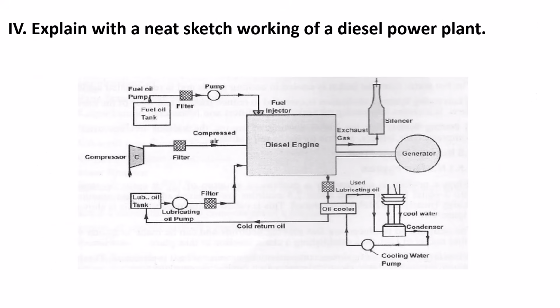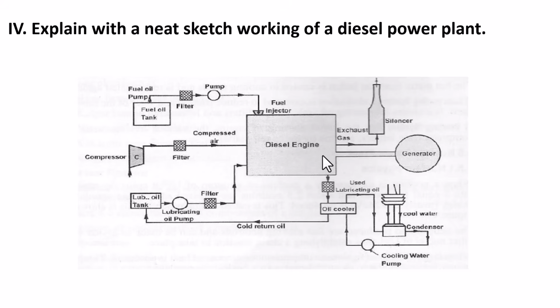Next question. Explain with a neat sketch the working of a diesel power plant. This is a schematic diagram of a diesel power plant. You can see the head of the diesel power plant is a diesel engine. In this you can see the compressor is there to supply the compressed air. A fuel tank or oil tank is there to supply filtered oil through the fuel injector into the diesel engine.